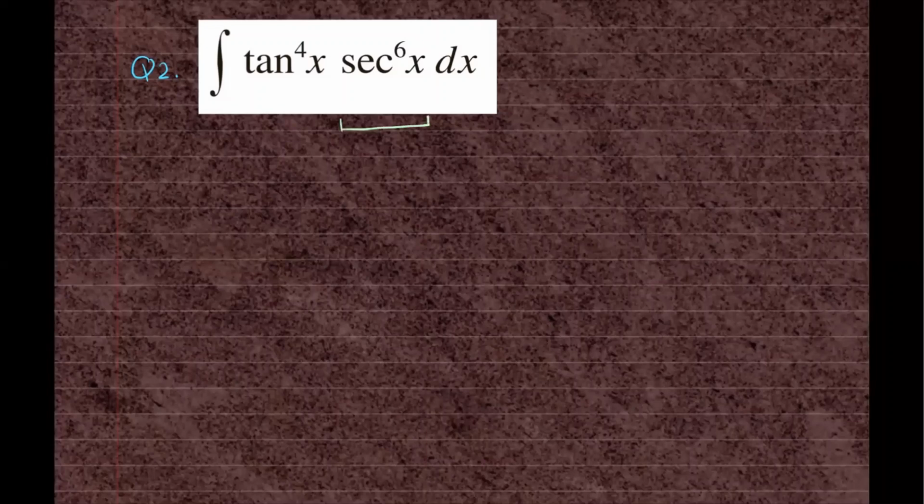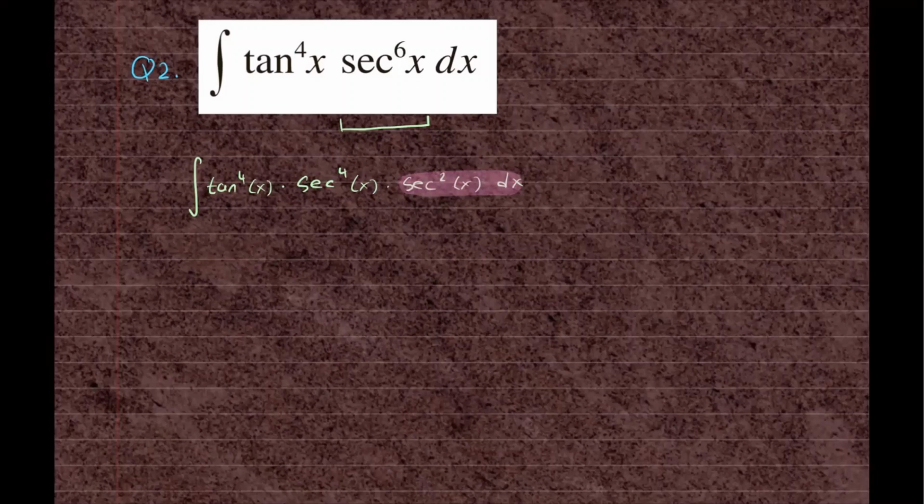Here's what I'm going to do. I'm going to rewrite this guy, secant to the 6th x. So we have the integral of tangent to the 4th power of x times, I'm going to rewrite it this way. This is secant to the 4th power of x times secant squared of x dx. Now, the reason I'm doing this because I'm thinking if I pick my u to be tangent, then my derivative is right here. So I want to reserve that for the du portion of this problem.